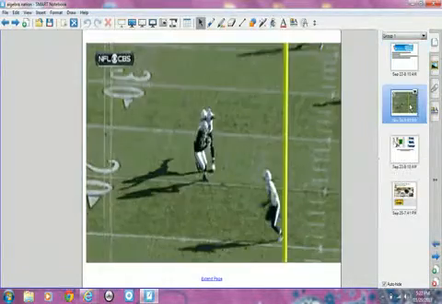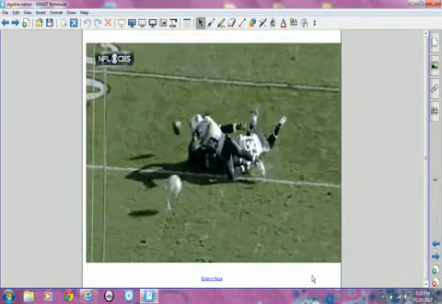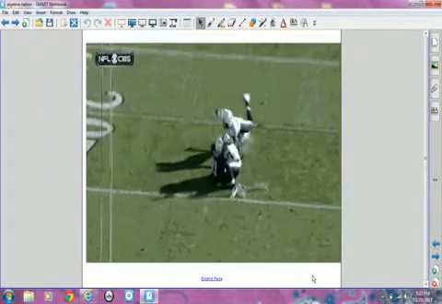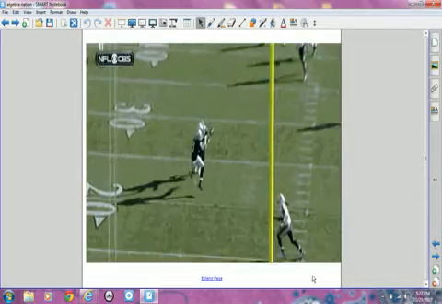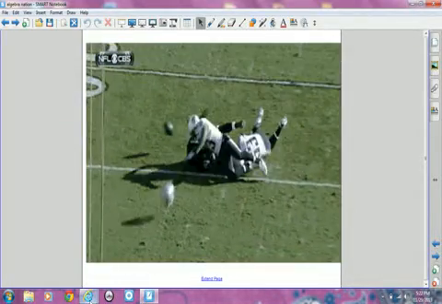Don't let this happen to you on the EOC. Might be painful.